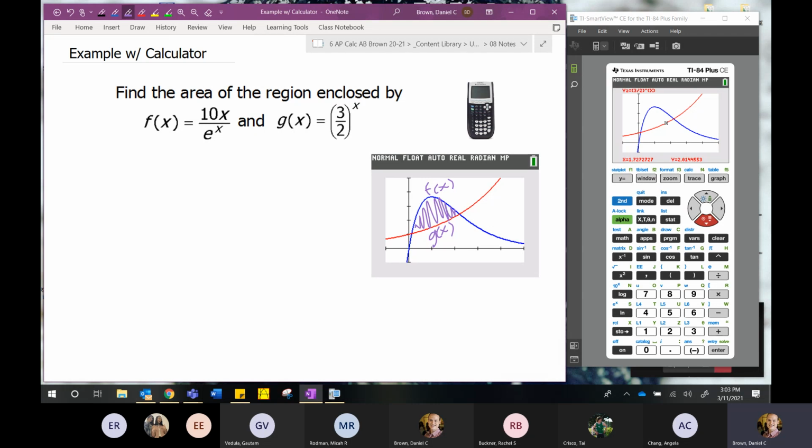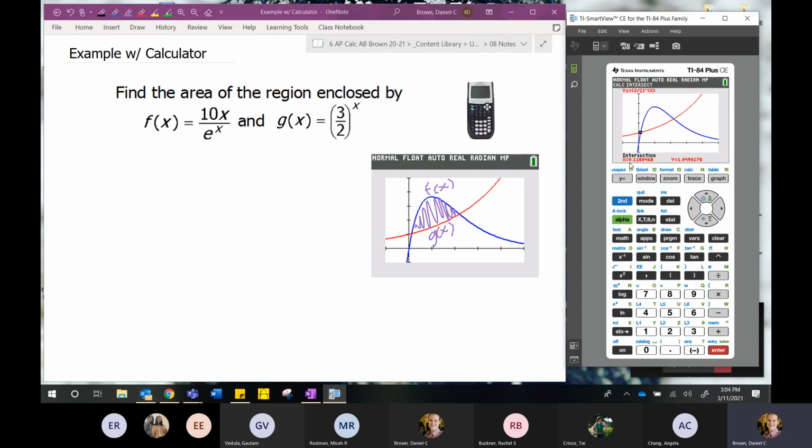Again, let's review how we find our intersection points. I'm going to hit second trace, or second calc, intersection. It will ask you questions. What's your first curve? Yep, that's it. What's your second curve? That's also it. The guess is important because you'll often have more than one intersection point. The one your cursor is closest to will be the one that it finds. And I always like working from left to right. So I scrolled over to the one on the left and then hit enter, and it tells me my intersection point.